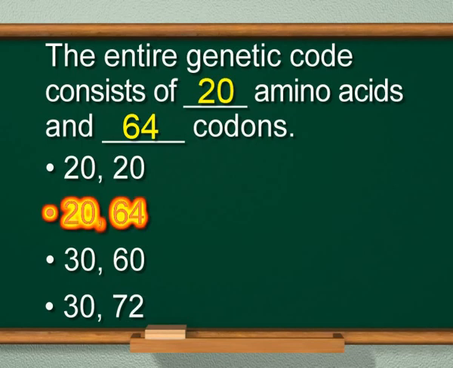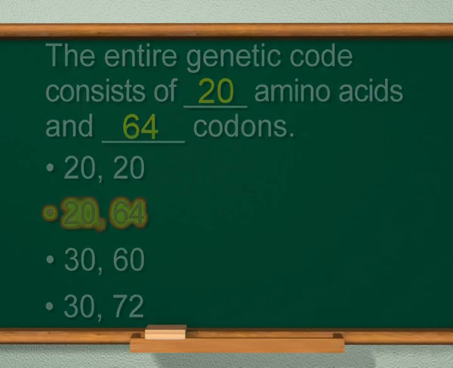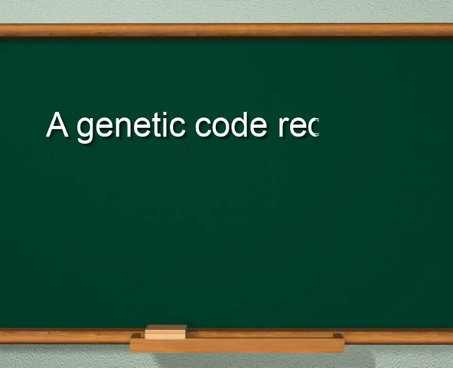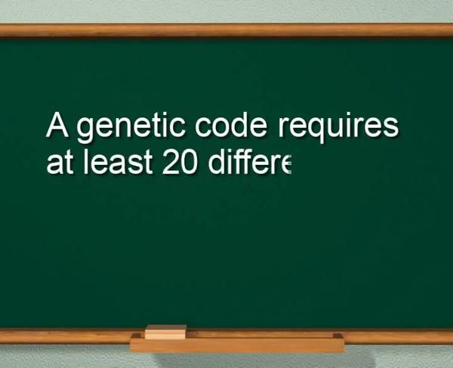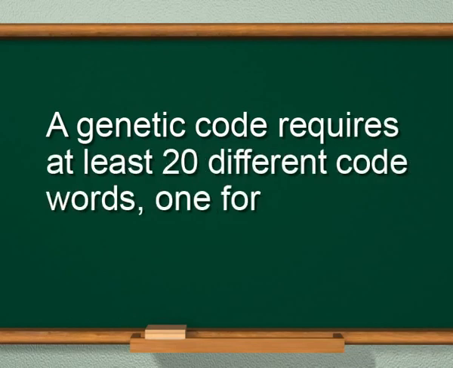My next question is, complete the following sentence. A genetic code requires at least 20 different code words, one for each dash. The answer is, a genetic code requires at least 20 different code words, one for each amino acid.